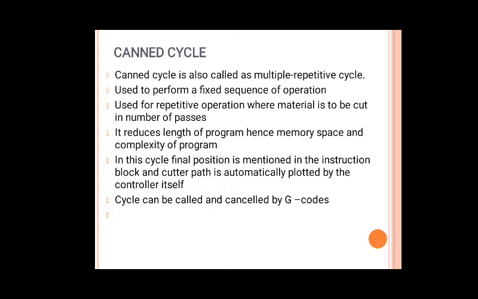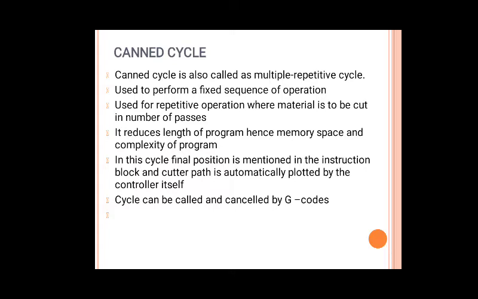In this cycle, the final position is mentioned in the instruction block and the cutter path is automatically plotted by the controller itself. This cycle can be called and cancelled by G codes. Examples are G81 for the drilling cycle and G84 for the tapping cycle. To cancel any type of canned cycle, the G80 code is used in the program.